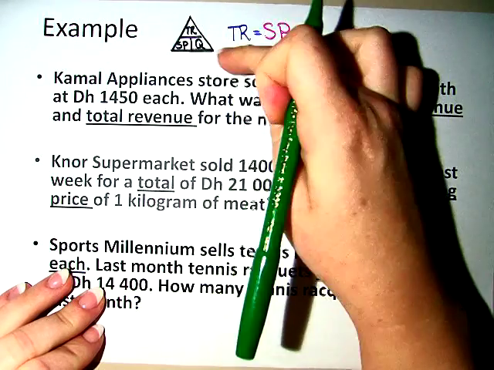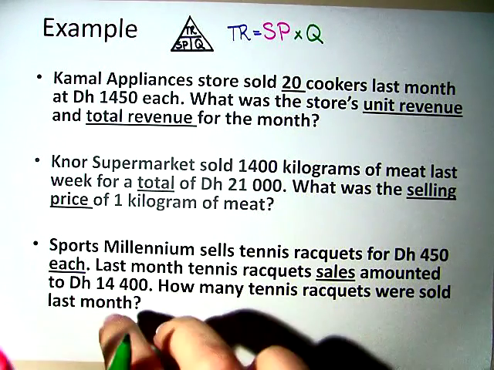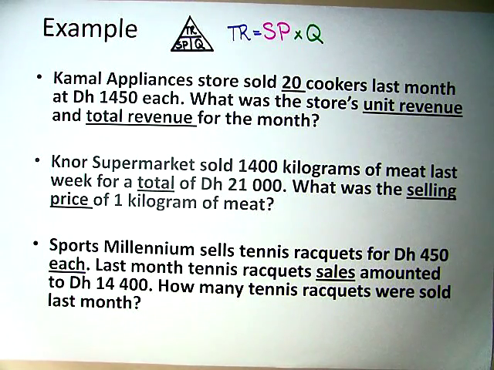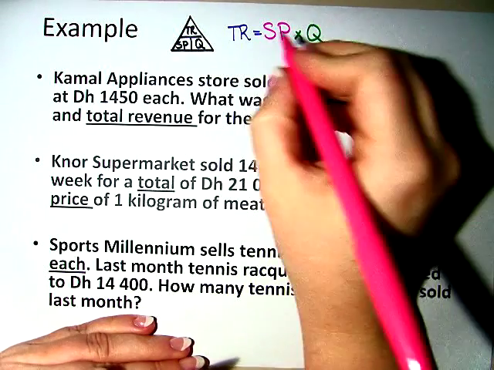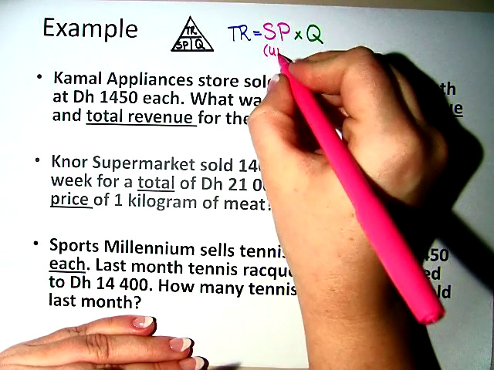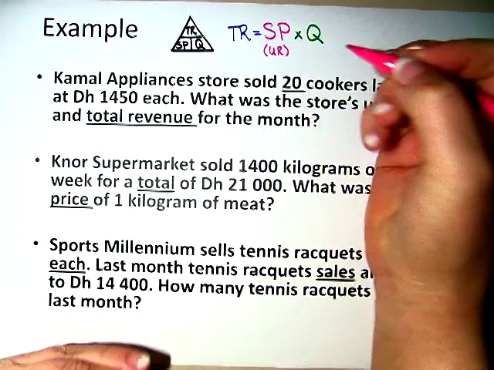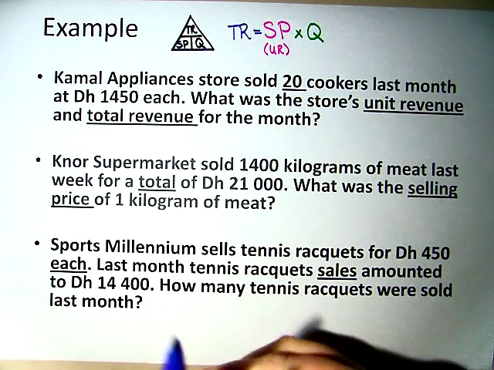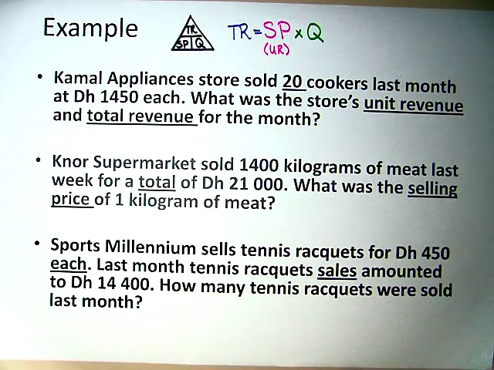This forms into a very nice triangle, so we can find everything we need to know about total revenue, quantity, and selling price. Now remember, selling price is the same thing as our unit revenue. So these two words really are interchangeable. So let's look at the first problem.